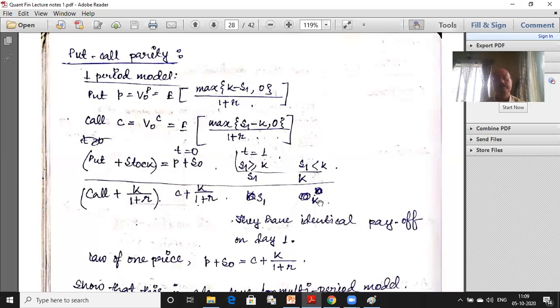Again, is this clear? Yes, sir. So then these two portfolios have identical payoff tomorrow. See, we have covered all cases. All S1 greater than or equal to K and all S1 less than K. That means I have covered all possible stock values, stock prices tomorrow. The whole range. And in the whole range, I can see that these two portfolios have the same value. Clear?